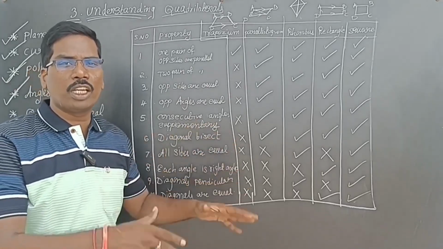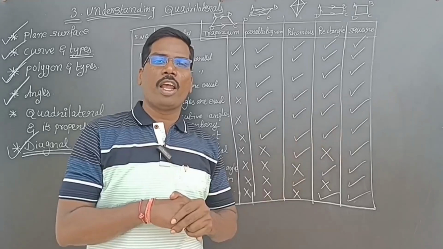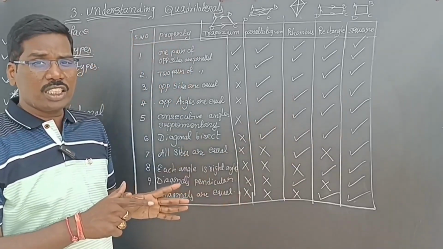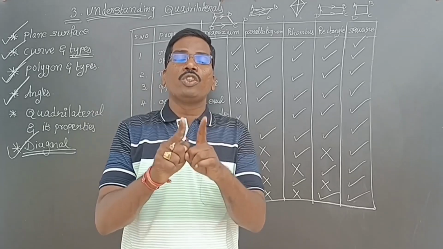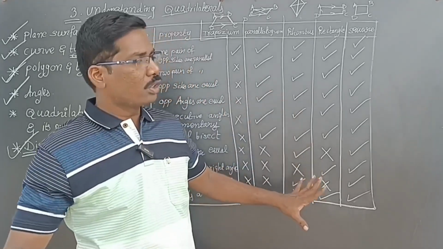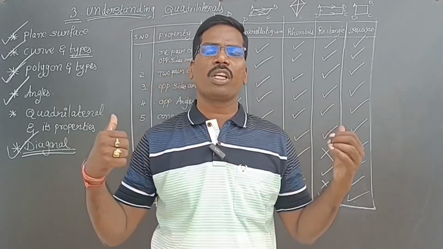So square knows everything like me. I also know everything. Something I don't know, but everything I know. Like that, square is there, so you also should be like square. Square should be like you and you should be like square. So I think you understand quadrilaterals. All of you understand the quadrilaterals concept.